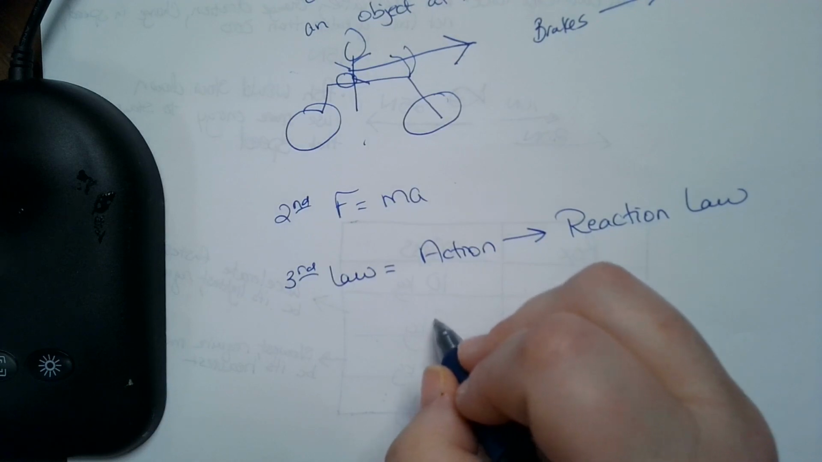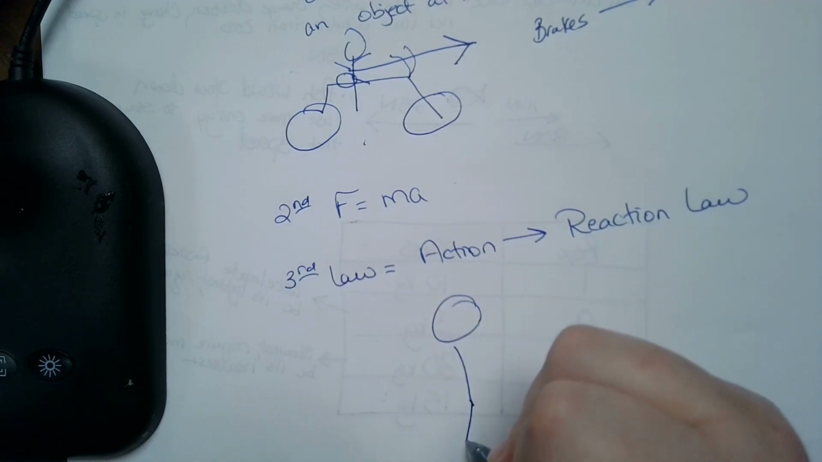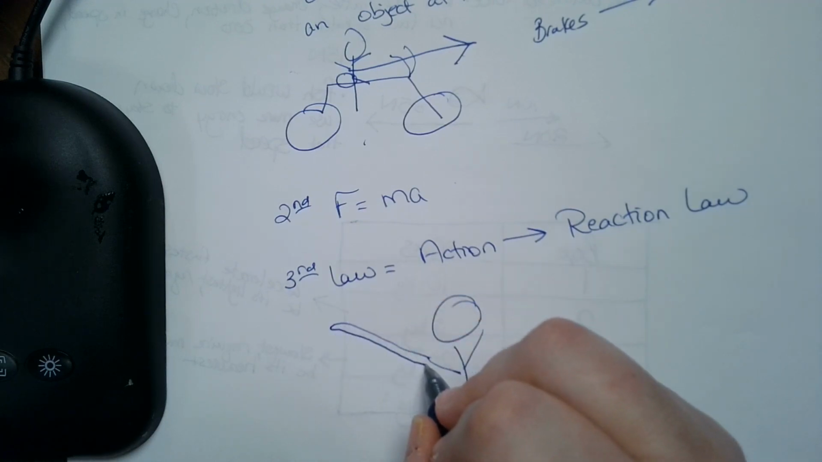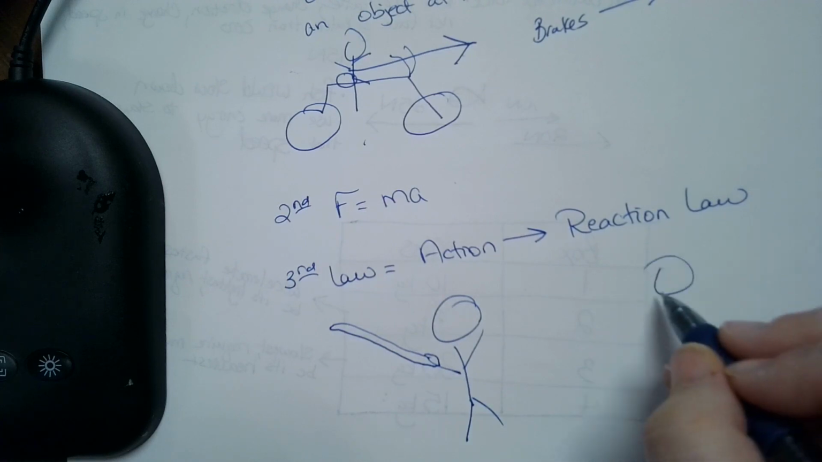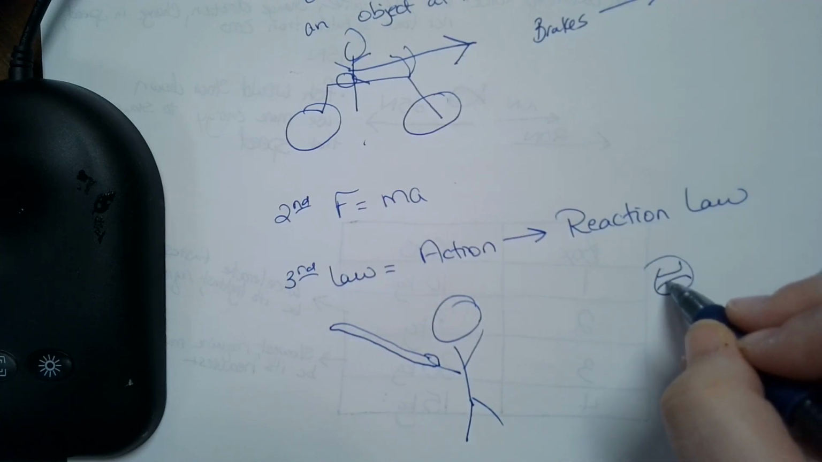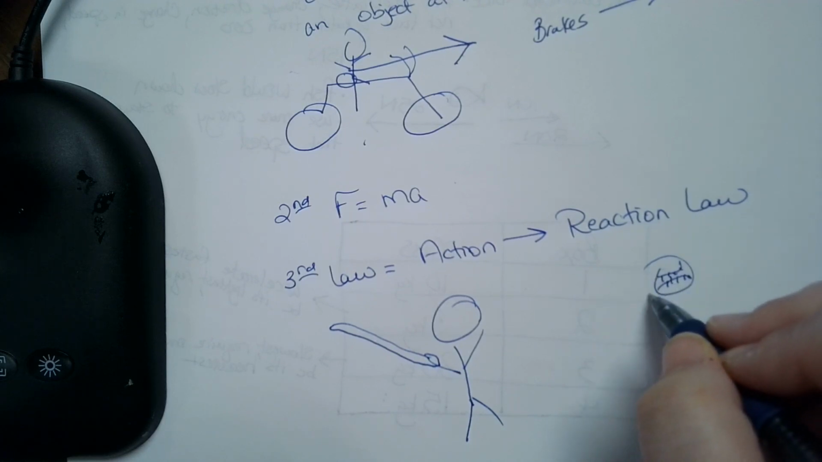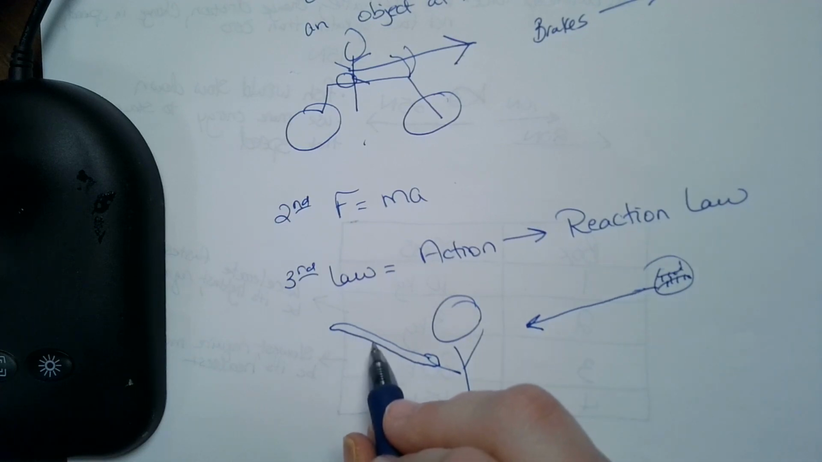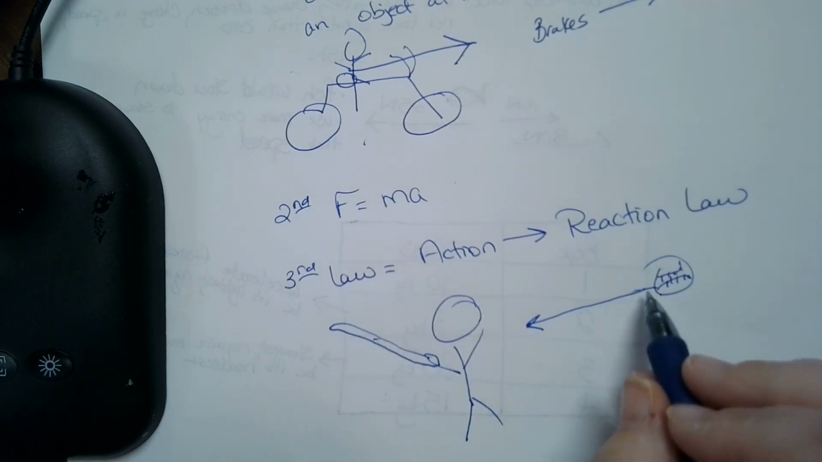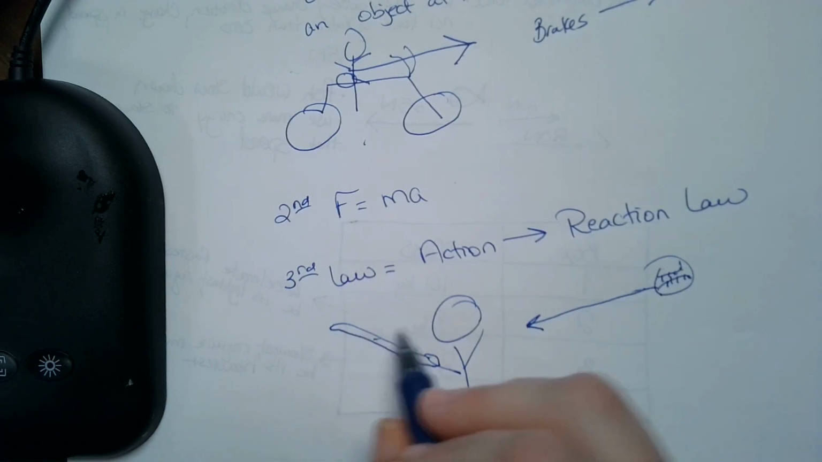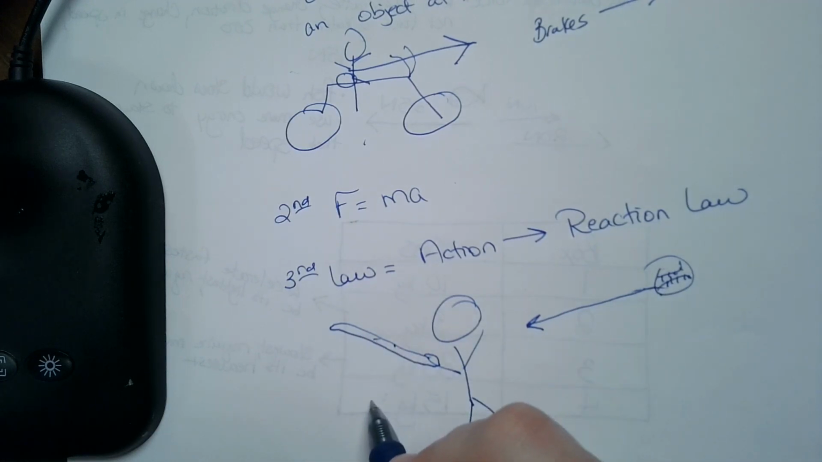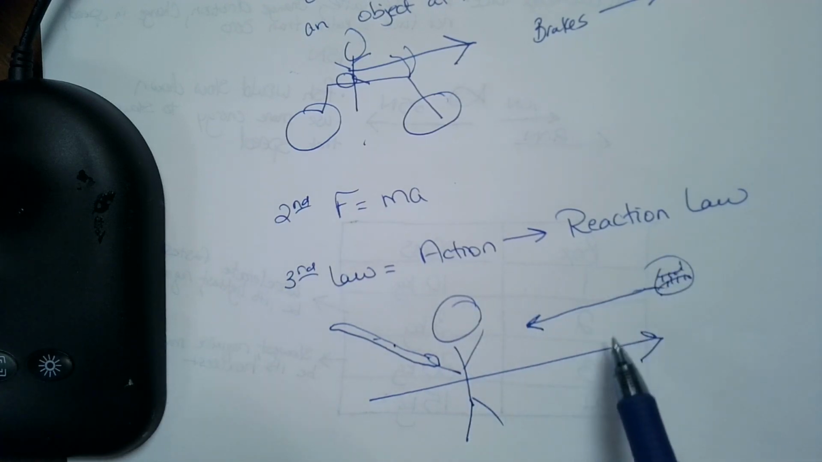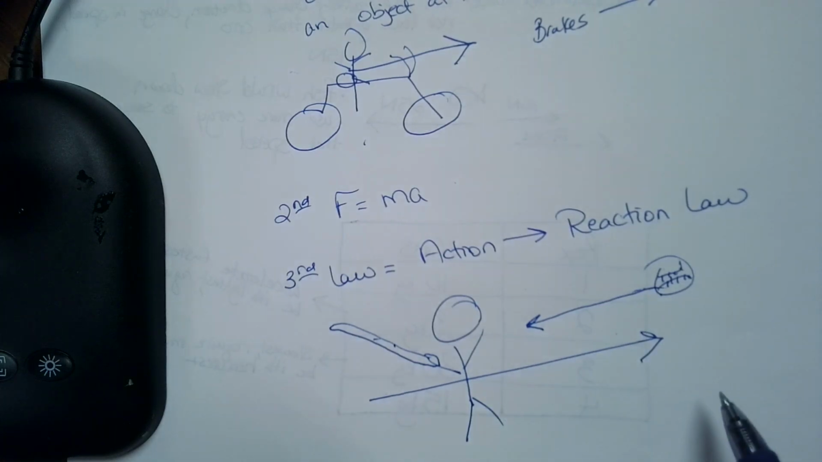If I have a bat and I have a ball that's coming, yet again, I know this is a terrible drawing. If this ball is coming towards my bat, the action is going to be my bat hitting the ball. The reaction will be the ball hitting the bat. So the ball comes this way, and then it's going to go this way. Action, reaction. It has to be the same two things involved.